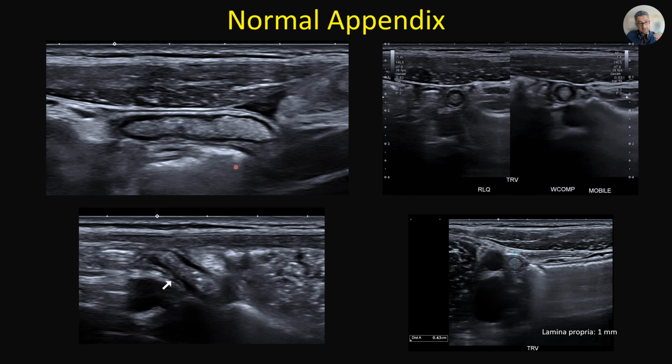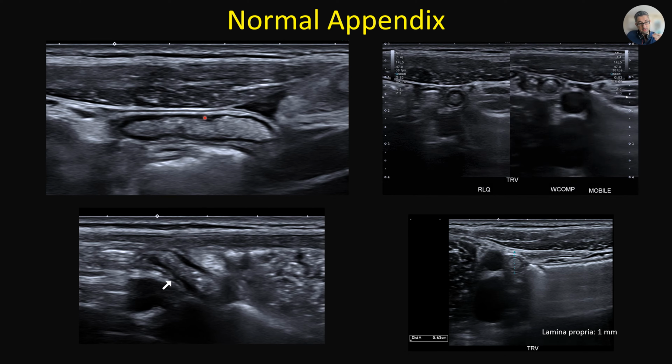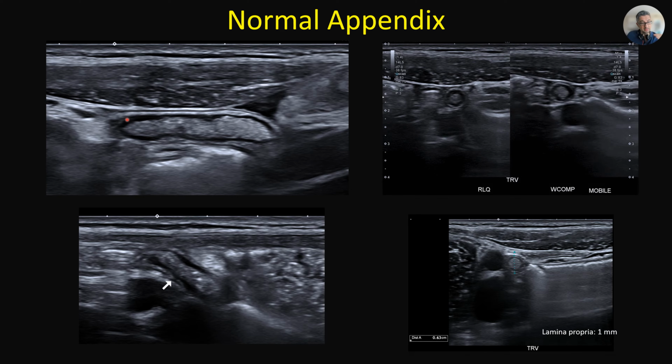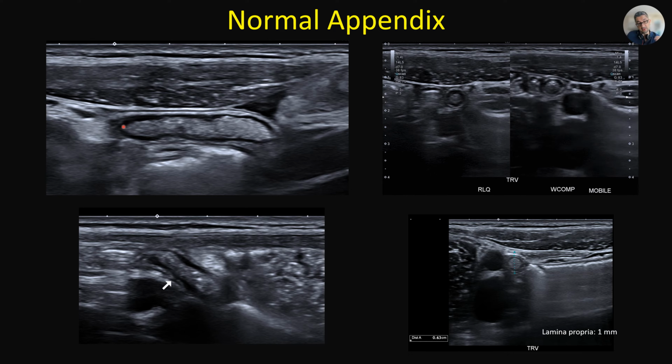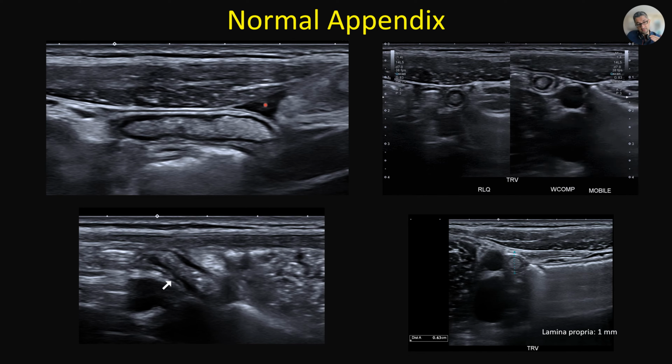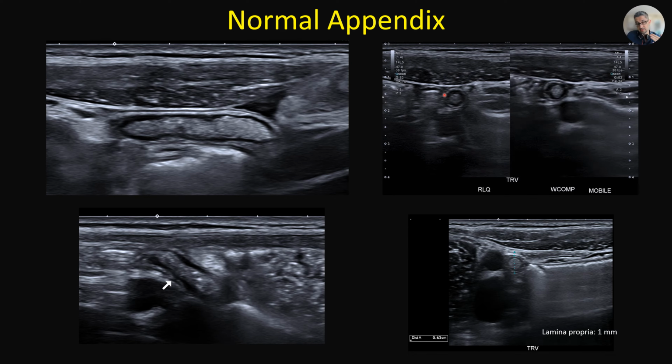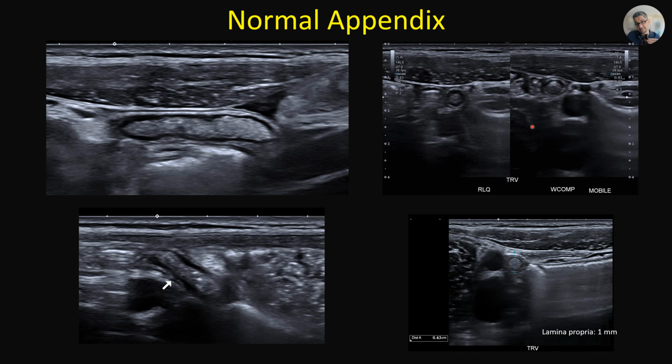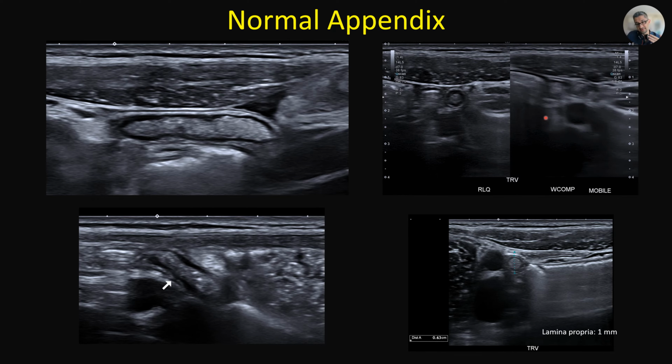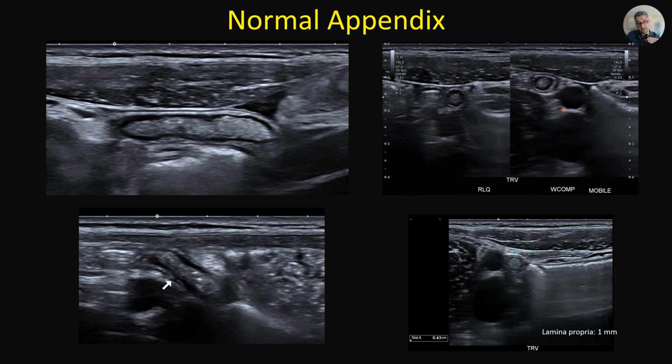Another normal appendix. Here you can see the inner layer hypoechoic. It's thickened. The measurements are over 0.8 millimeters, so there is lymphoid hyperplasia and it's filled with content. There is some free fluid, simple free fluid around it. We can see some compression, very mild compression.